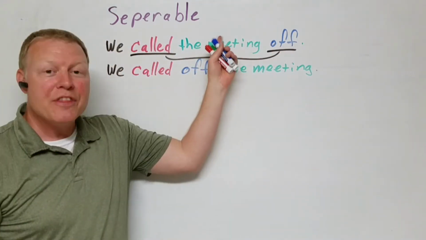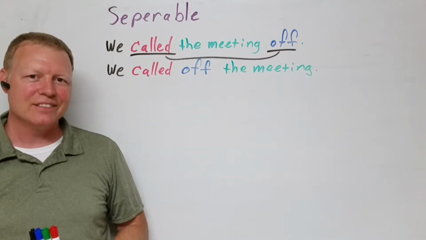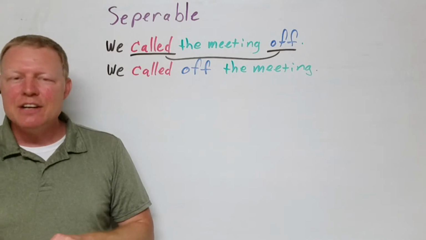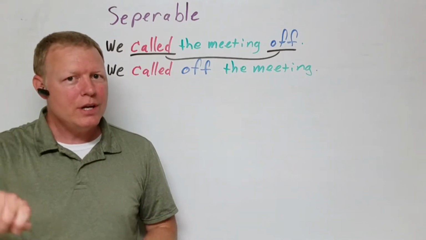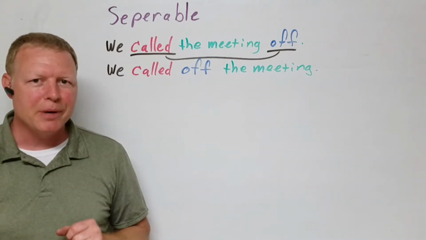And we have the object in the middle. That can be a little confusing, okay? That's one of the reasons that phrasal verbs can be kind of difficult to learn, and that's why we're doing these lessons. Now, let's turn it up a bit. Let's make it a little more difficult and see if you can keep up.